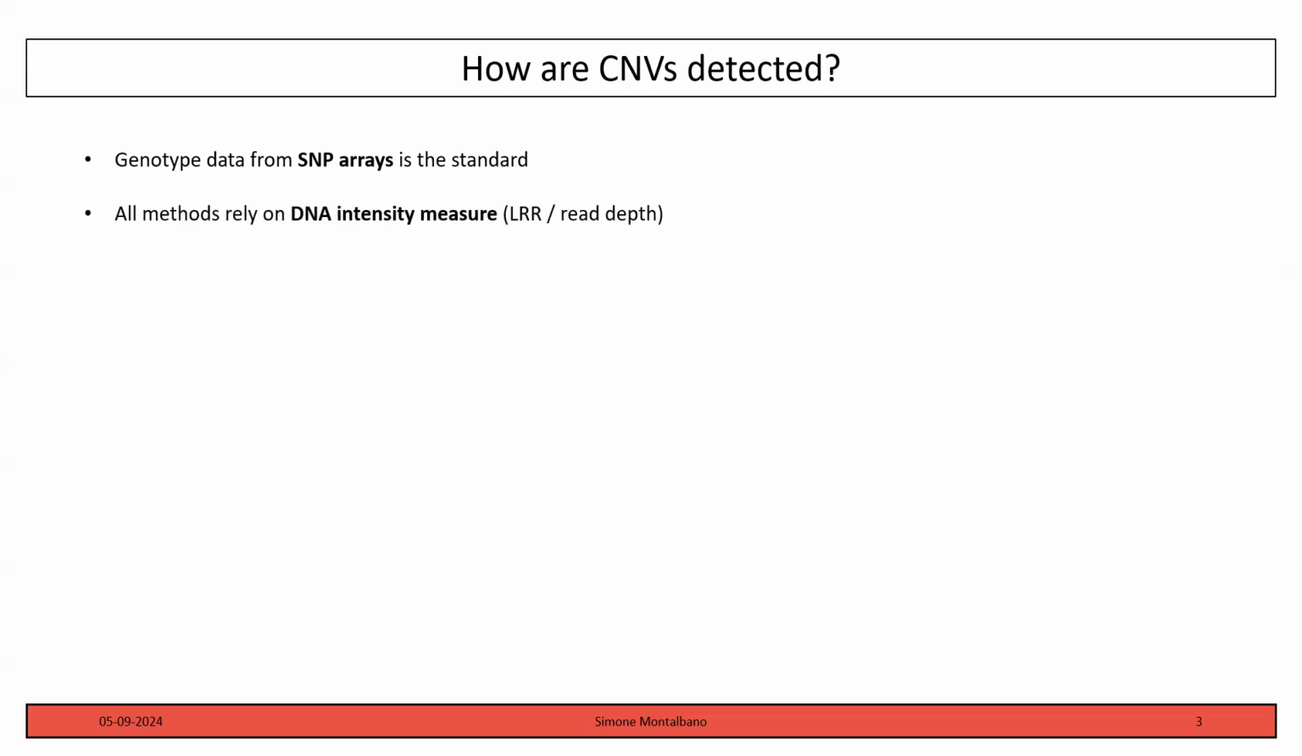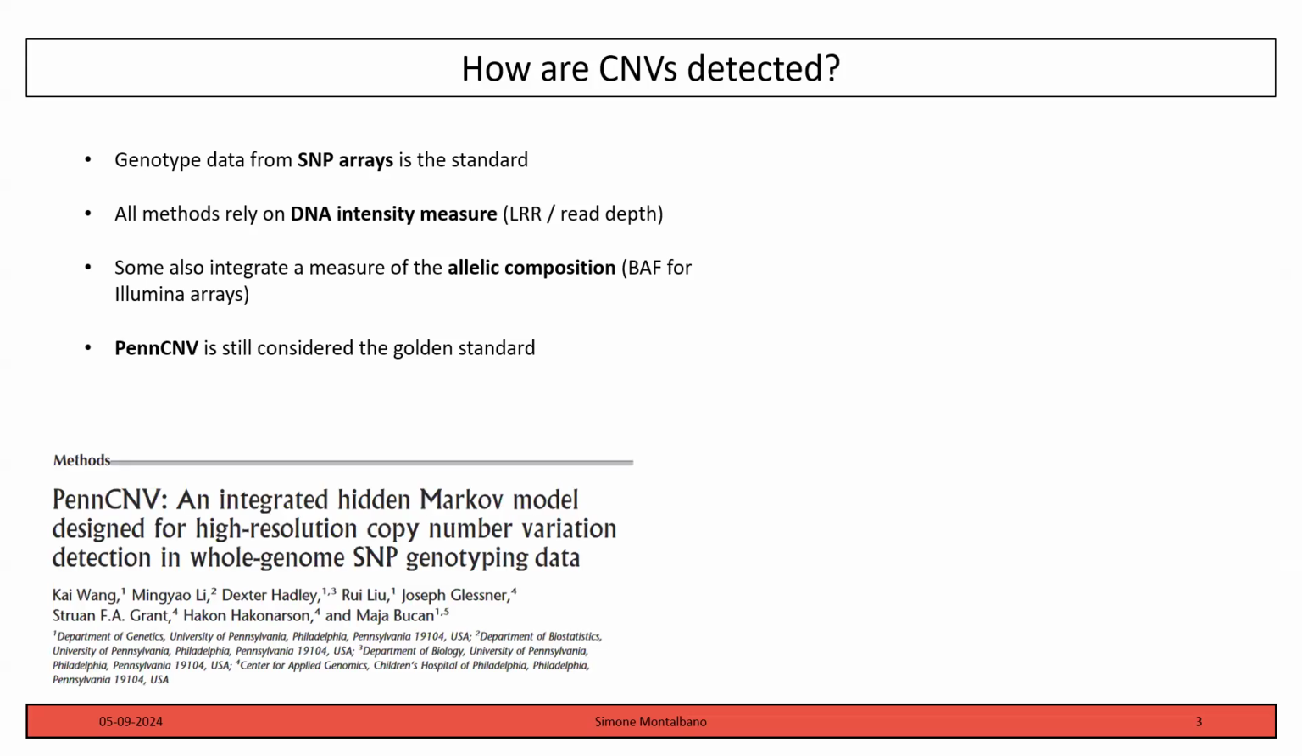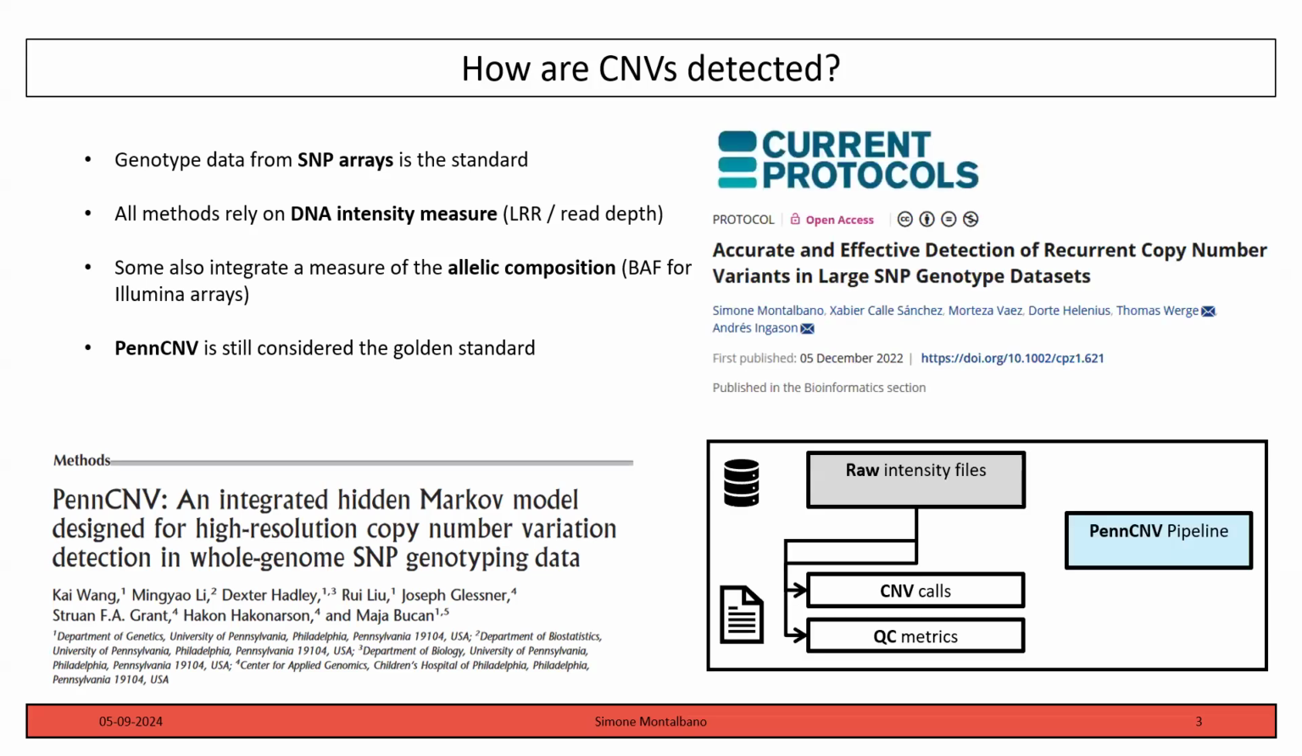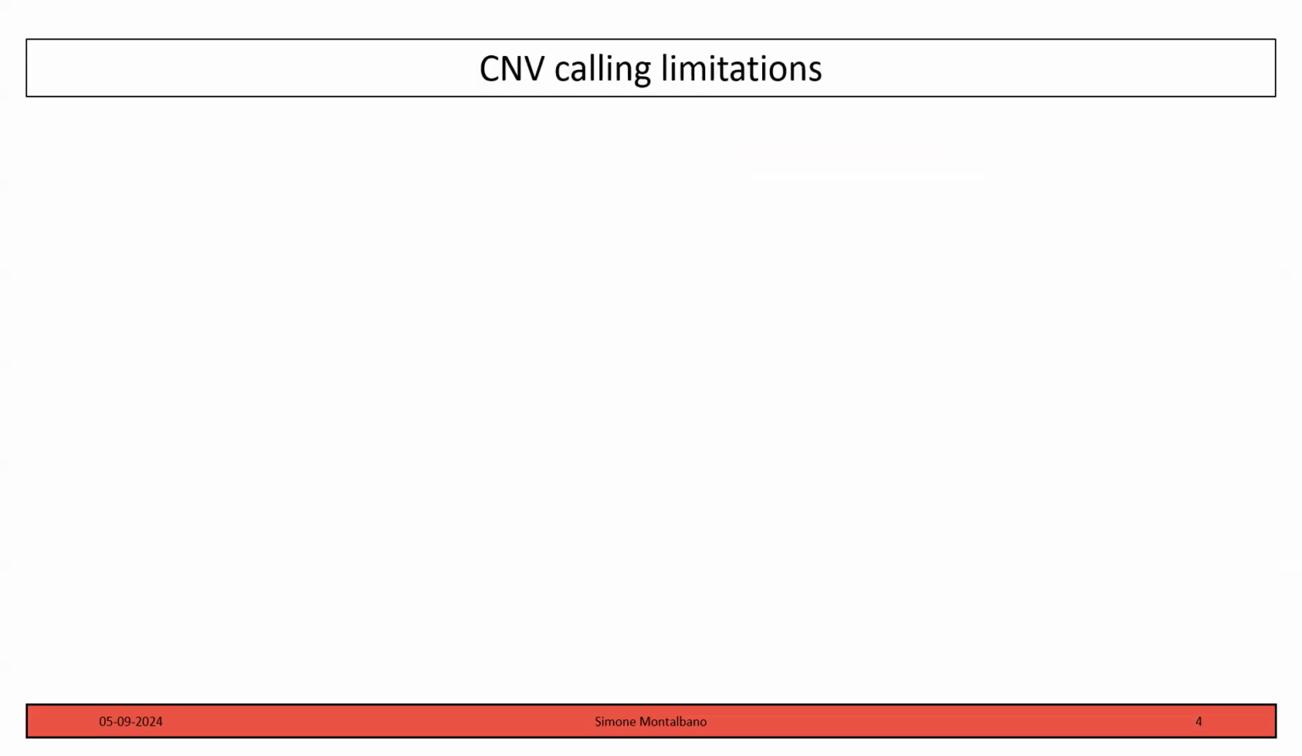And regardless of the technology, all methods rely on some measure of the DNA density. This would be the log R ratio or the read depth. Some methods also integrate a measure of the allele composition. Of course, this is doable only if there is a SNP in the marker. For Illumina arrays, this would be the B allele frequency. The gold standard software is still considered PennCNV, a quite old software, but it's still the standard.